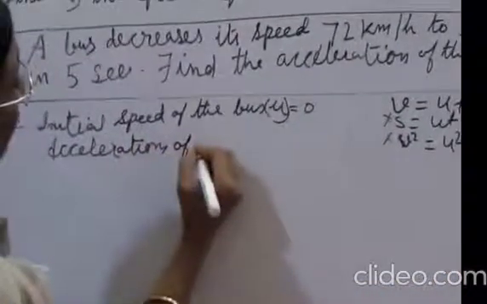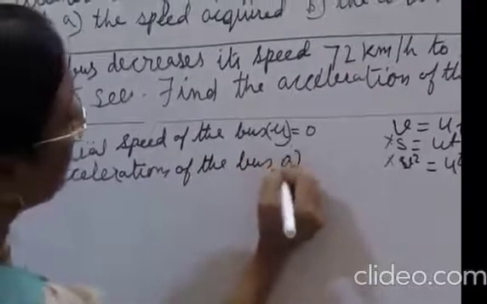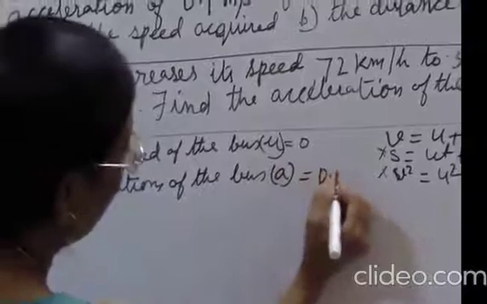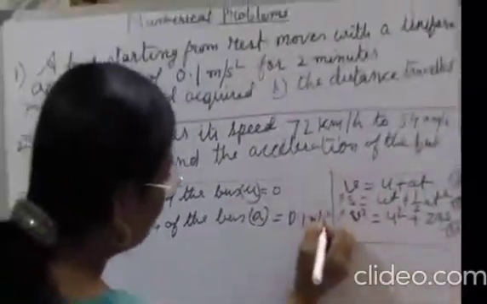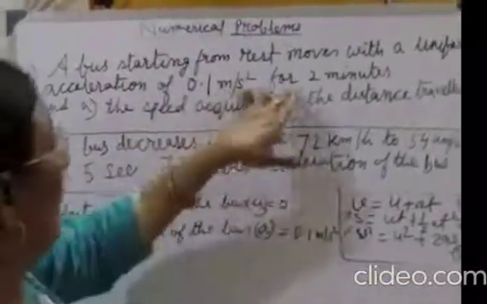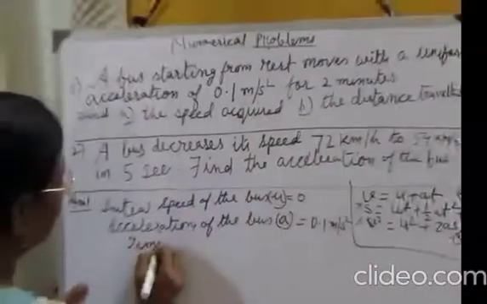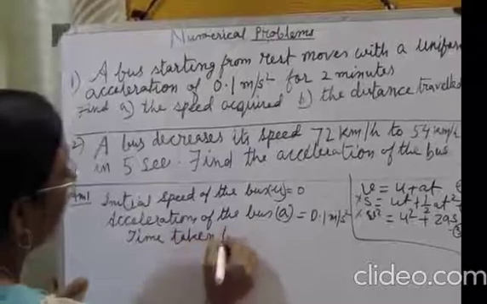Acceleration of the bus: a equals what? 0.1 meter per second square. Clear? Okay, now for 2 minutes, the time taken by the bus.